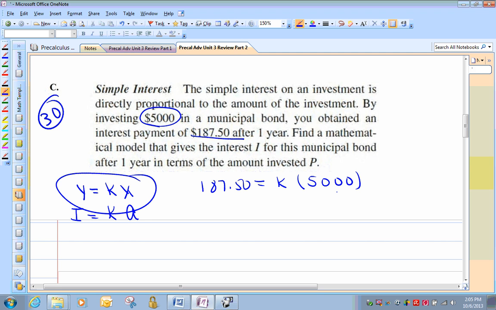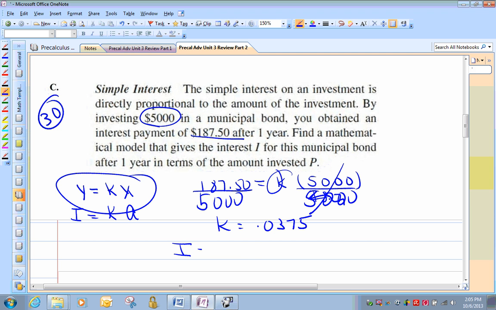And what we wanted to do is find a mathematical model that represents this so that we could use it for any amount invested and find out how much interest we would earn. So we would simply divide by the $5,000 on both sides. And when we did that, that would give us our constant. All right, so we need to find our constant first, and when we divide that, we're going to get approximately 0.0375. So this constant is going to be 0.0375.